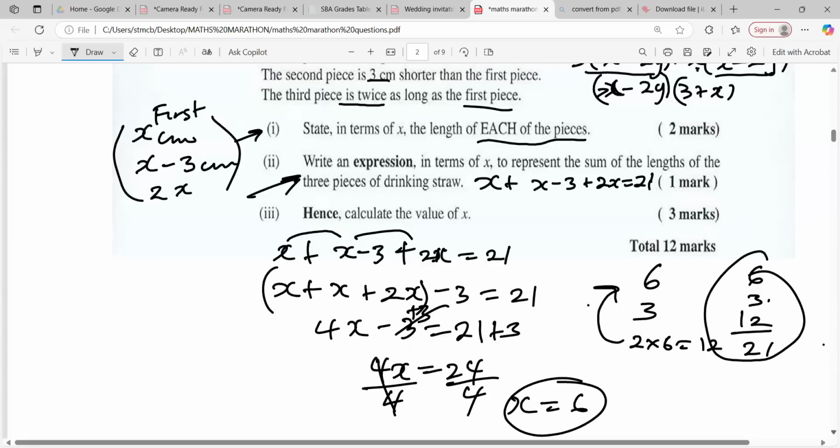So they want you to form an equation and then solve for the value of x. But this part says state in terms of x the length of each. So you have to give them each, whether you want to write first, second, third, or you want to give them like that. But you have to give them, because that's the expression they want. All right?